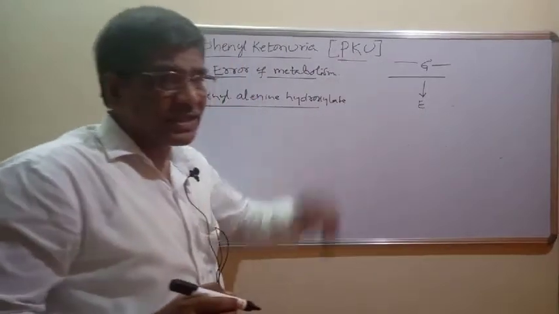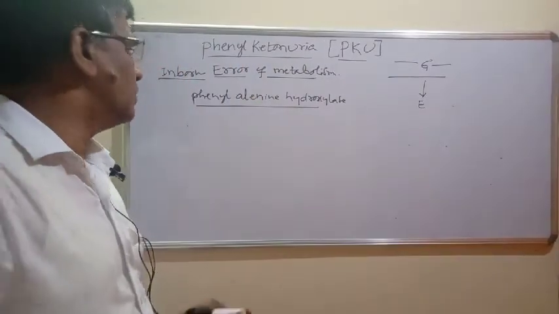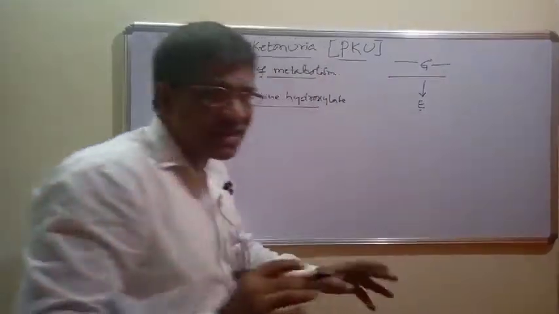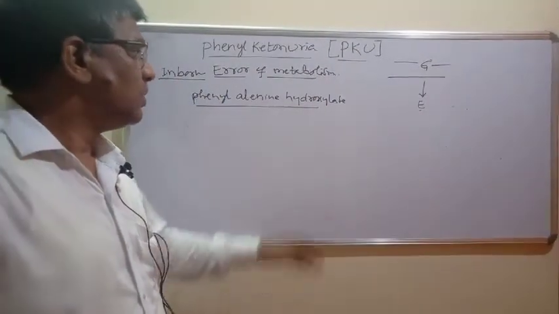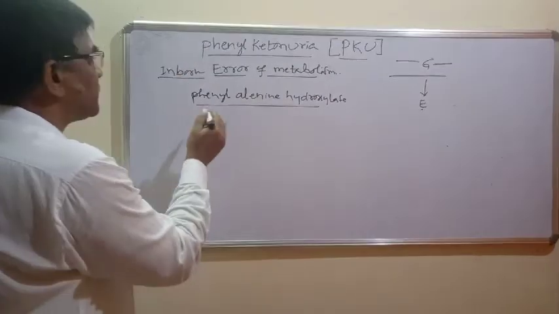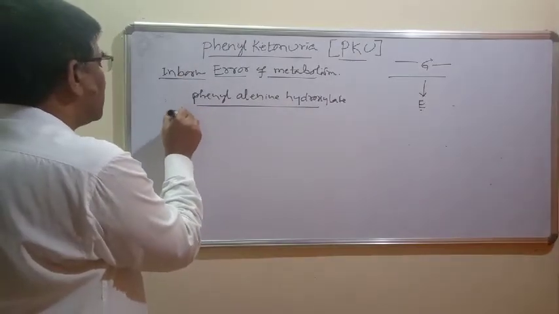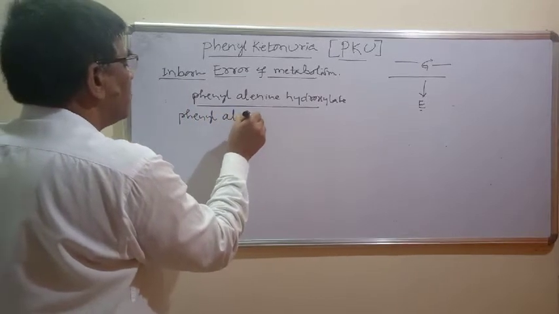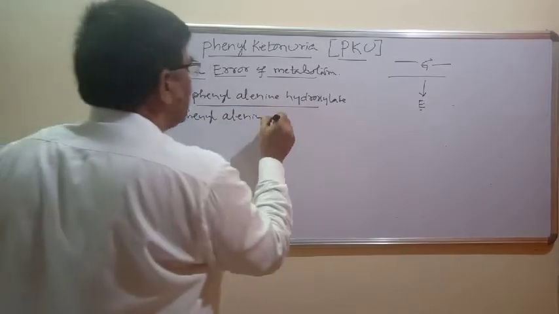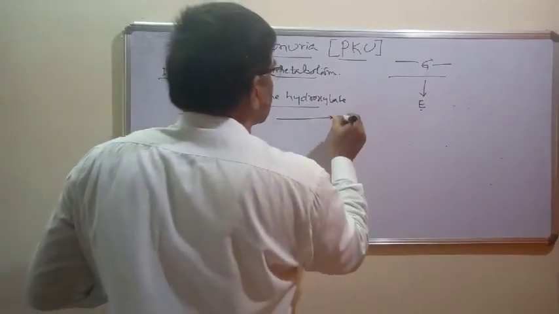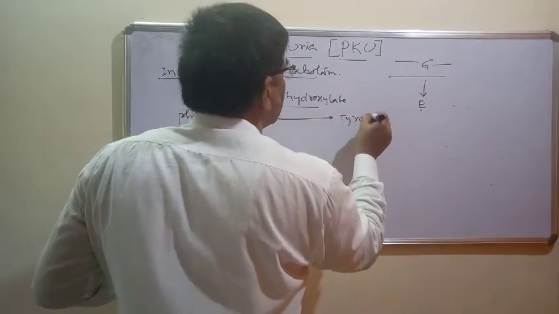For the production of every enzyme, a gene is necessary, which is present on the chromosome. Different enzymes perform different functions in our body. Now, what is the function of this enzyme? This enzyme is responsible for the conversion of phenylalanine. Phenylalanine in our body is metabolized and converted into tyrosine.